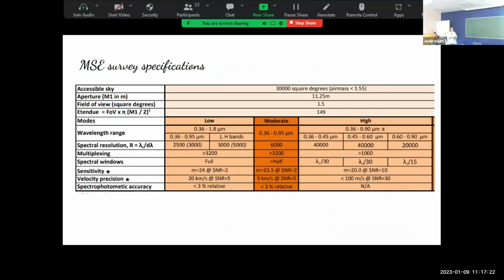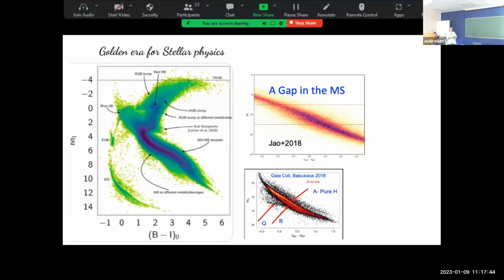There is an MSE project talk, so I didn't dwell a lot on the MSE project itself. The Mauna Kea Spectroscopic Explorer has 3 modes: low resolution, medium, and high resolution. So 40,000 high resolution is a unique survey, and no other survey has such a large spectral resolution, which is very important for detecting these heavier elements.